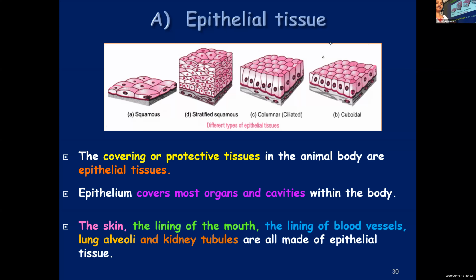Point number 2, they are found even in the internal organs. They cover the internal organs and even line the cavities in your body. Then we learned about some examples or some places where these are found. Lung alveoli, blood vessels, then the mouth lining, skin, kidney tubules, everywhere you can find epithelial tissue. If you're asked to give a few examples, you need to say all these places. Which are they? Skin, lining of your mouth, lining of blood vessels, kidney tubules, lung alveoli, etc.